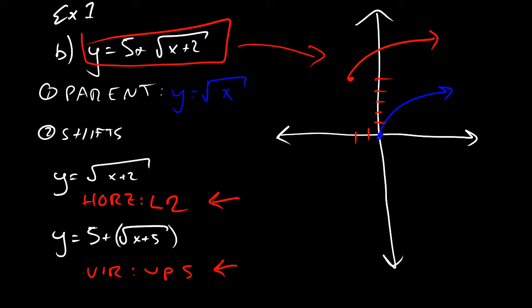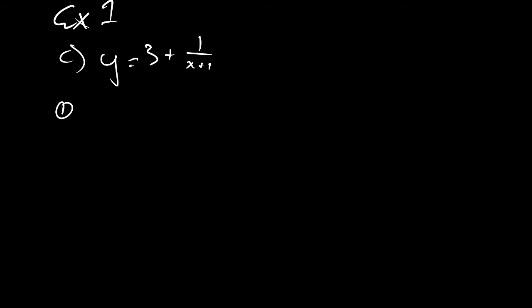I'm actually going to have you guys do this on your own and come back. Just pause me. I'm still going to be here. We're looking at example 1, letter C. So you guys will be doing y is equal to 3 plus 1 over x plus 1. So what's step 1? Parent graph. What's your step 2? Find your shifts. So pause me and then come right back.